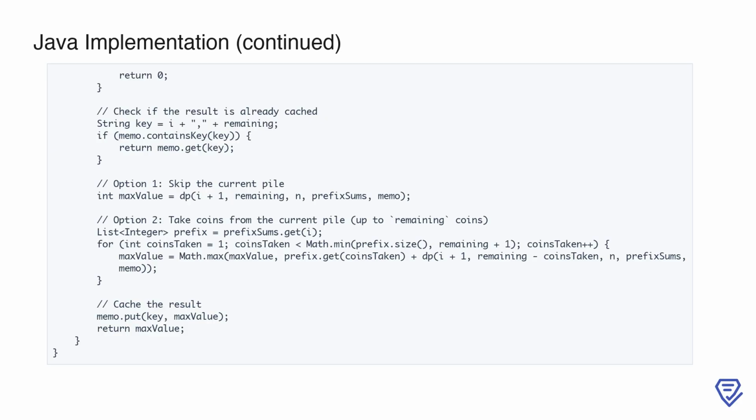For each choice, we calculate the total value by adding the prefix sum for that number of coins to the result of a recursive call for the next pile with the updated quota. The maximum value across all choices is stored in maxValue, which we then cache in memo before returning it. This ensures our solution is both optimal and efficient.